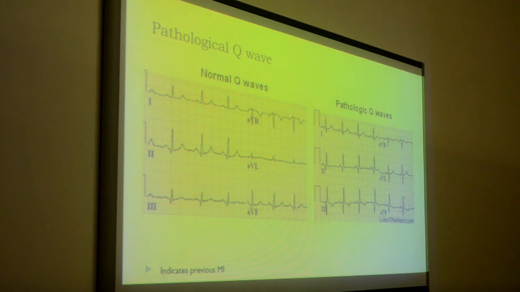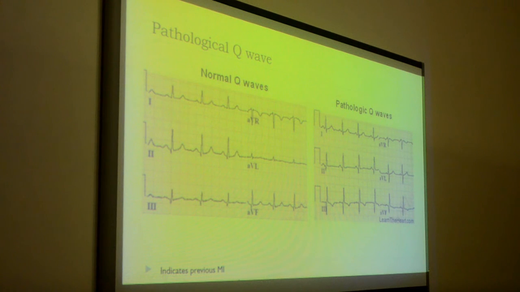They're large Q waves. Now, again, when it comes to criteria, there are different criteria. Some will tell you if the Q wave is more than 25% of the R wave, this is pathological. Others will tell you if it's more than 30% of the R wave, the Q wave is pathological. So it depends on what criteria you're required to learn. But what you can tell, and this is obvious, is that this is almost half or almost the same size as the R wave. This indicates a previous myocardial infarction.